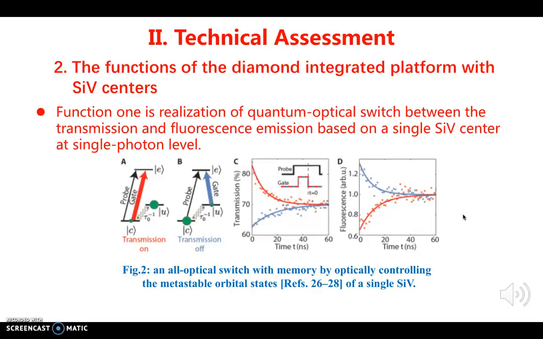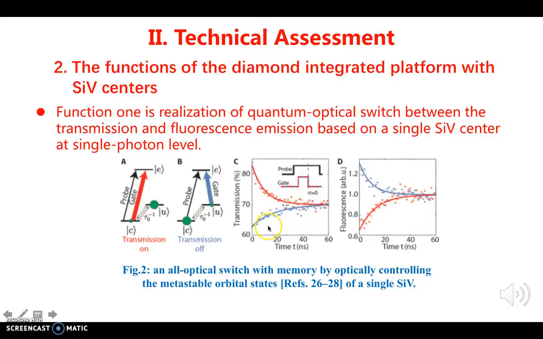We can see they made an all-optical switch with memory by optically controlling the metastable orbital state of a single silicon vacancy in Figure 2. The energy level structure and preparation method of the initial state is very similar to the NV center. Use gate pulses to choose state C or state U as the initial state.